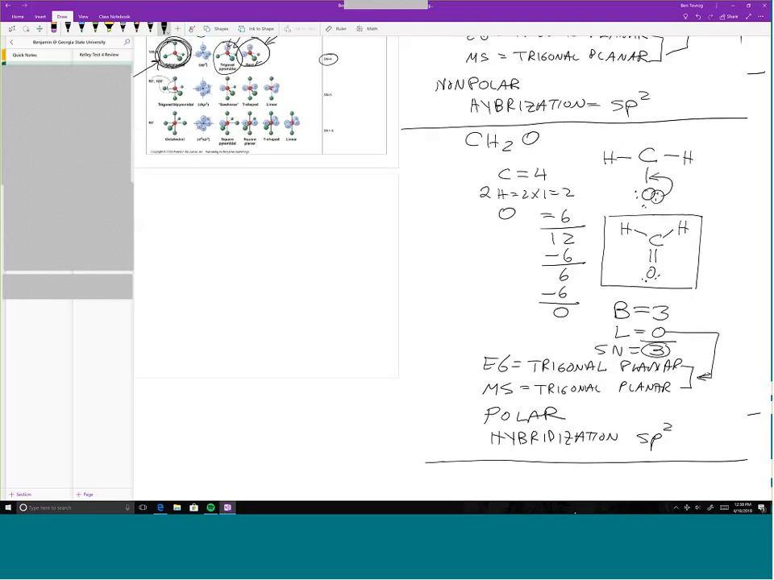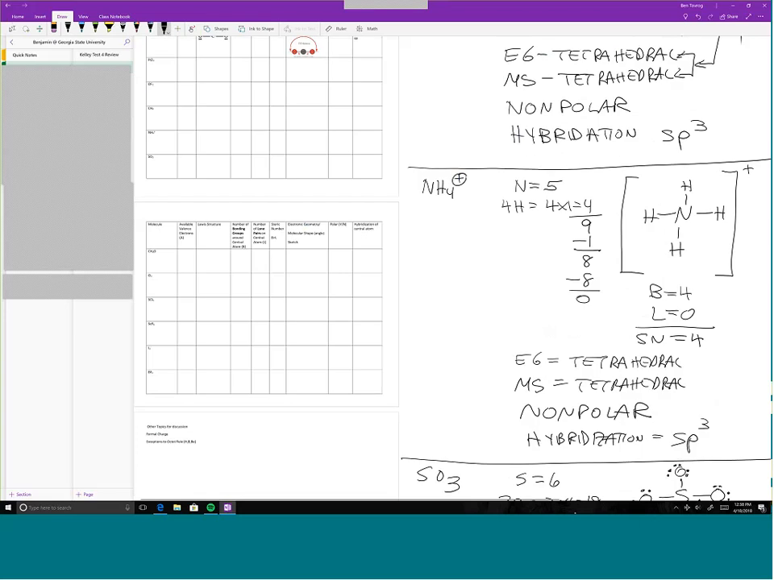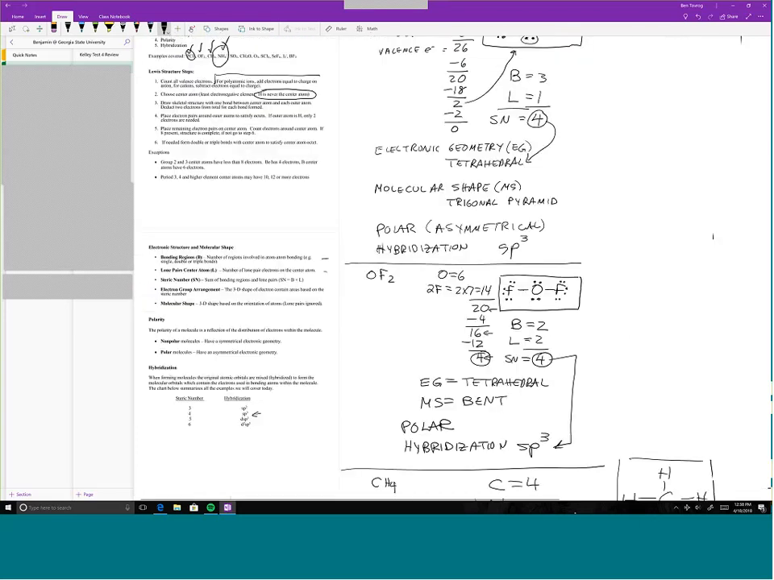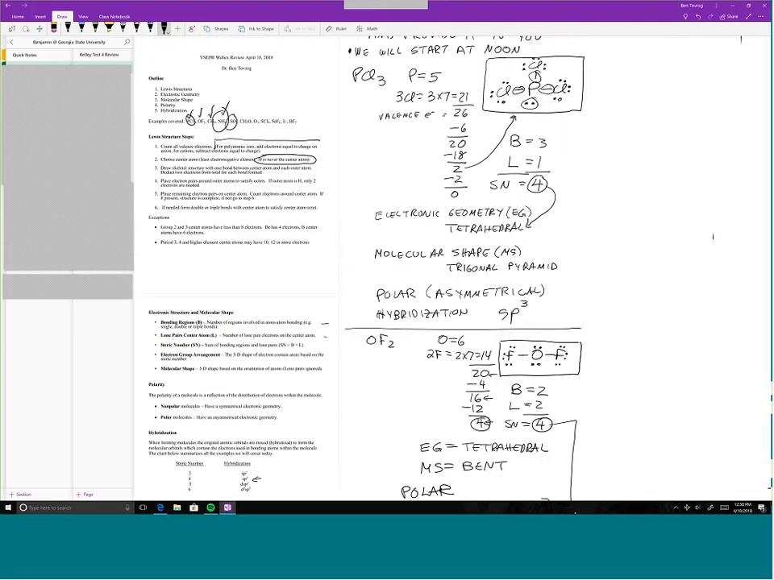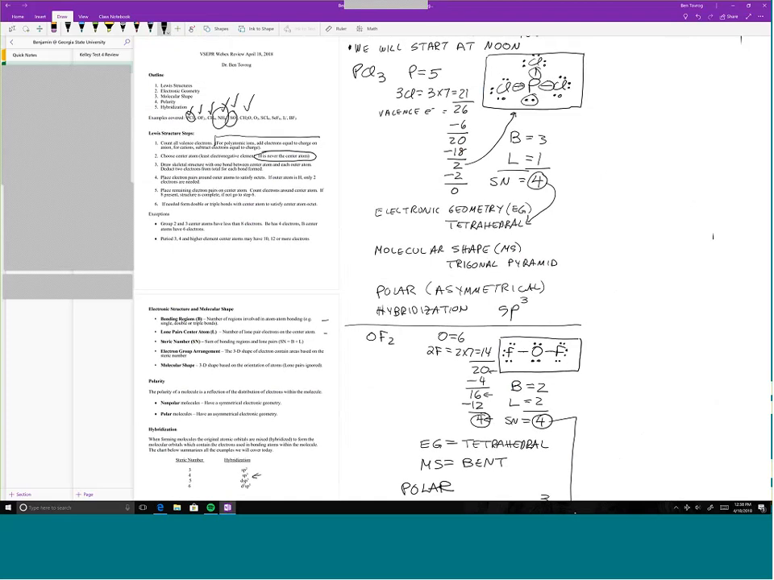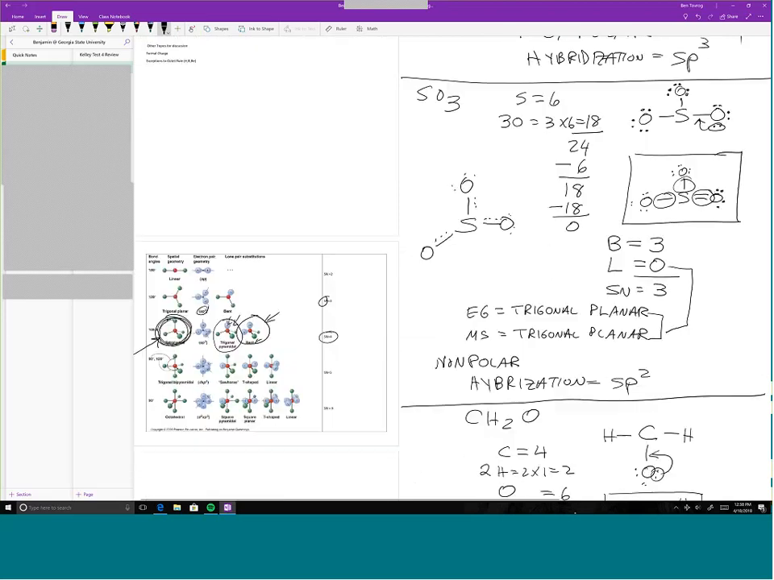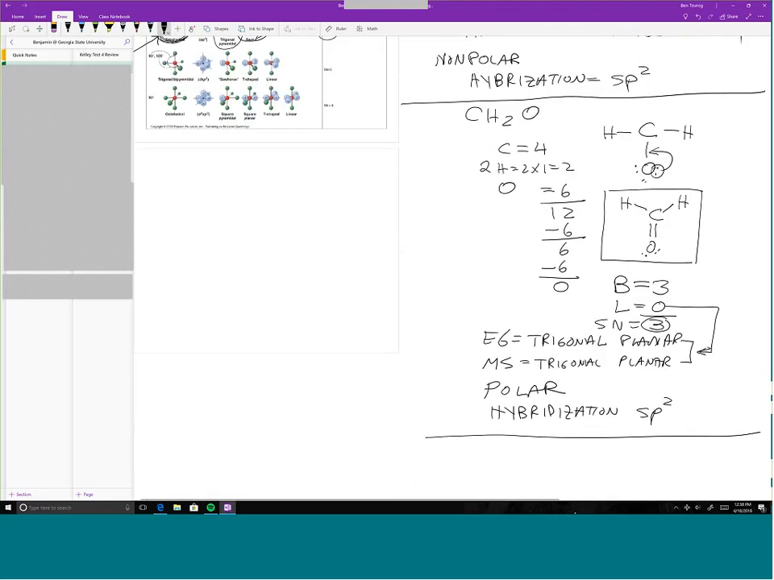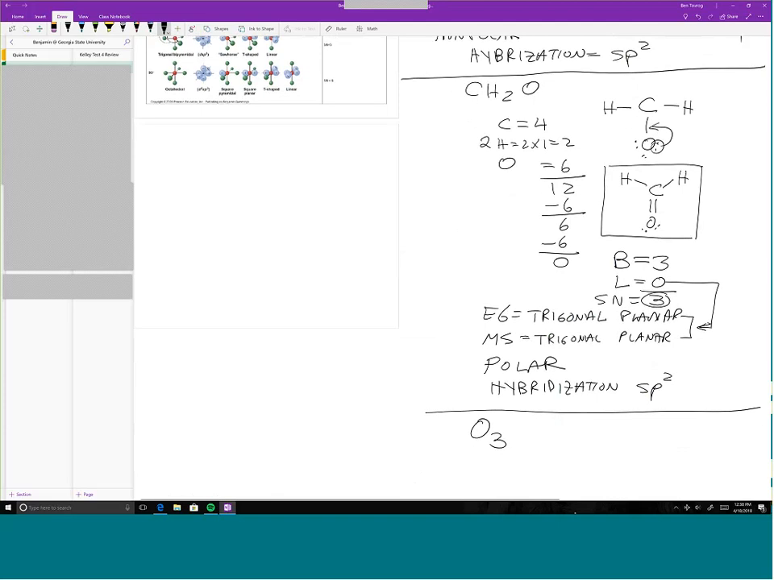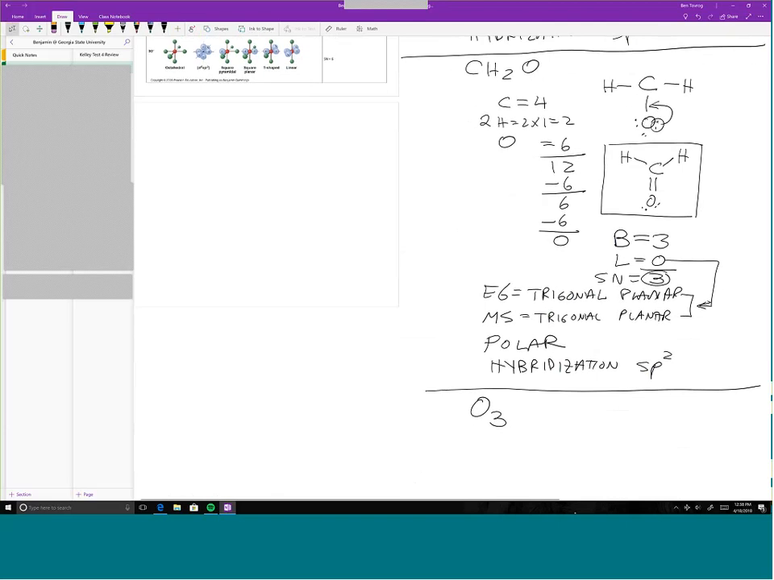All right. Okay, next one. Let's see where we are on our agenda. We're making good progress. So we did SO3. We just did CH2O. So we only have 4 or 5 left. So the next one is O3, which is ozone. What's going on with ozone? O3. Okay, so it looks a little strange.